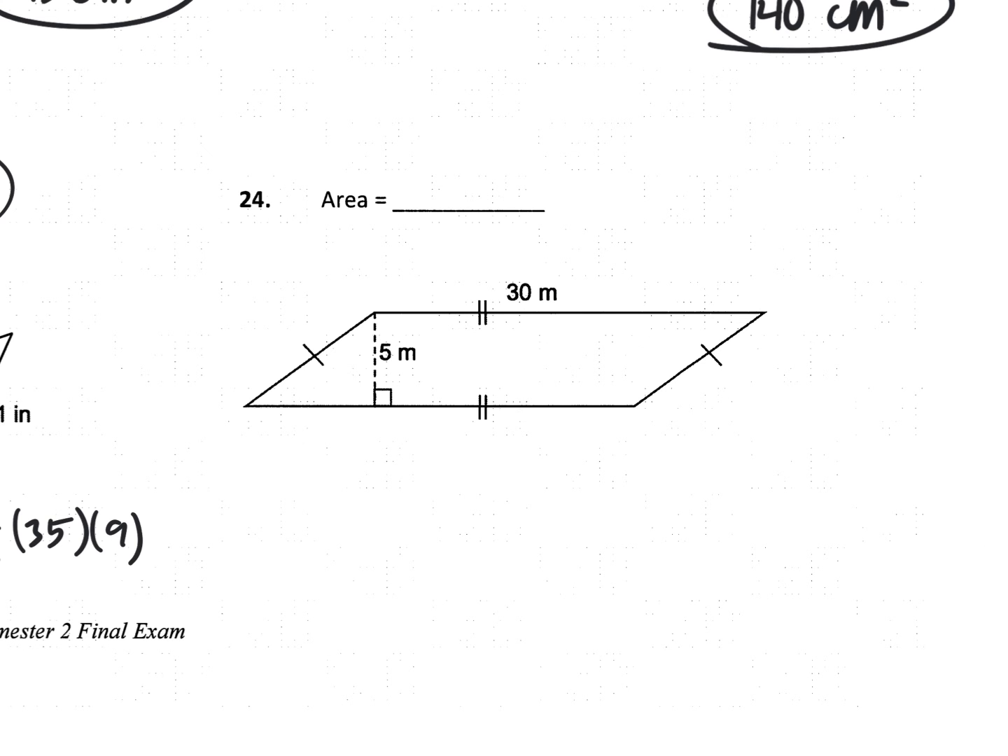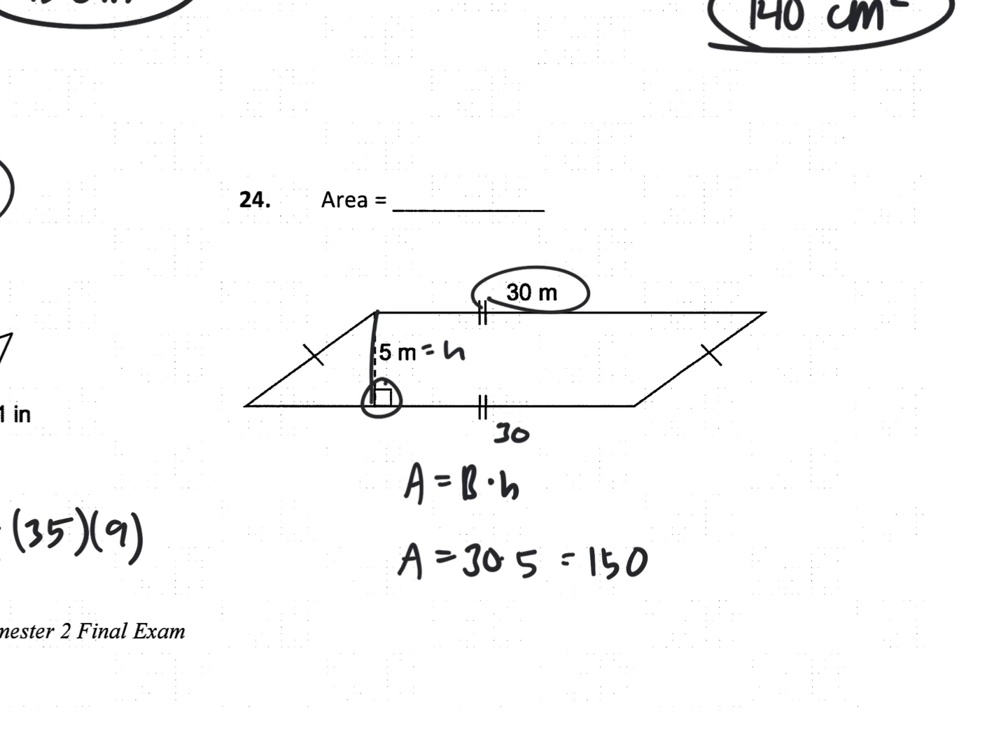Number 24 is a parallelogram. For a parallelogram, all it is, area equals base times height. And my base, again, is the thing that's perpendicular. Since I know this is a parallelogram, if this is 30, this is also 30 down here. My height is the thing that is perpendicular, so my height is 5. So my area is 30 times 5, which is 150. So 150 meters squared.